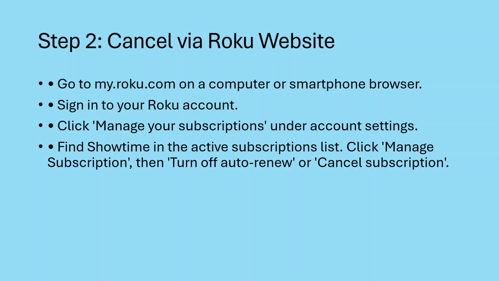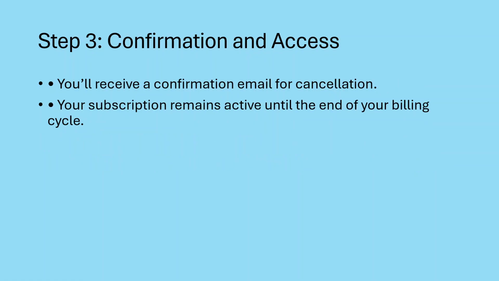Go to my.roku.com on a computer or smartphone browser. Sign into your Roku account. Click Manage your subscriptions under Account Settings. Find Showtime in the active subscriptions list. Click on Manage Subscription and then turn off Auto Renew or Cancel Subscription.